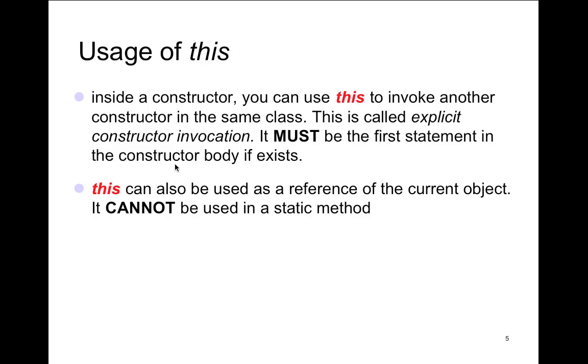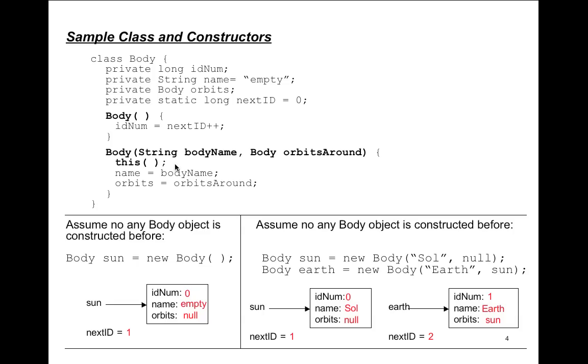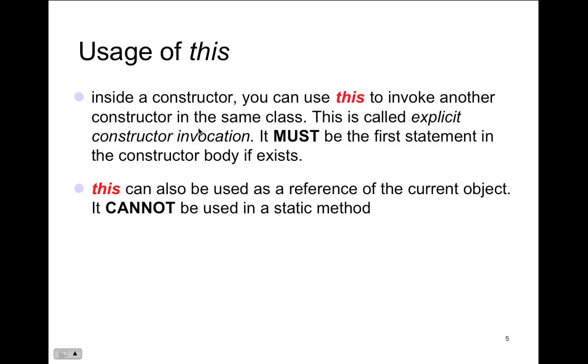Using this inside a constructor, you can use this to invoke another constructor in the same class. So this is what we called this, so we have the index and ID number constructor, the default constructor going off for this particular class. And this is called explicit constructor invocation, because we're calling ourselves from ourselves.